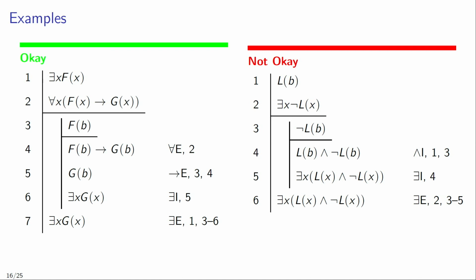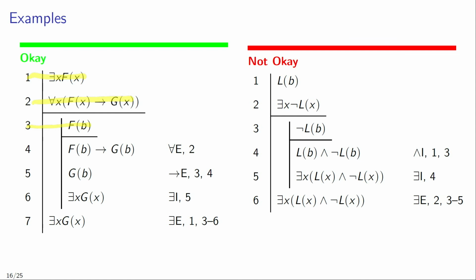So here is an example of a good application and an example of an incorrect application of existential elimination. Let's first look at the correct application. On the left-hand side, you see a correct use of existential elimination. In line 1 of our proof, we have the sentence that there is an X such that Fx. And in line 2, we have the universally quantified sentence for all X if Fx then Gx. So those are the two main assumptions on which our proof relies. And now in line 3, we suppose that Fb. So we are effectively saying, suppose that B is the object that makes our existentially quantified sentence in line 1 true.